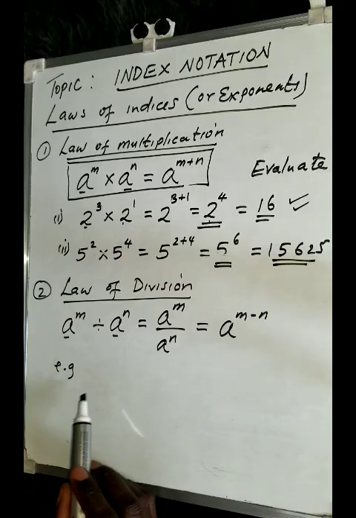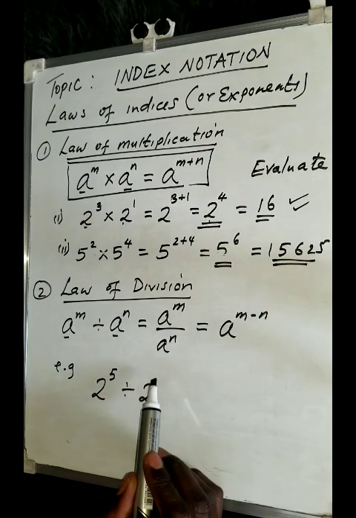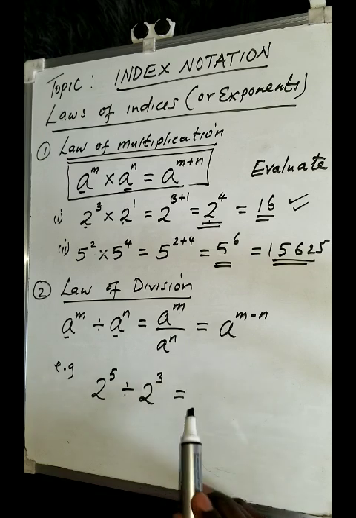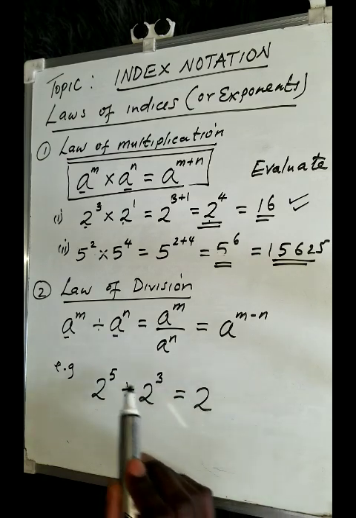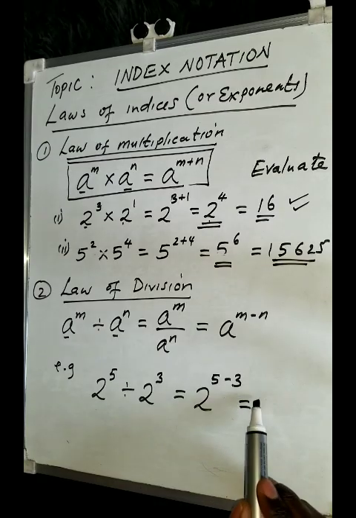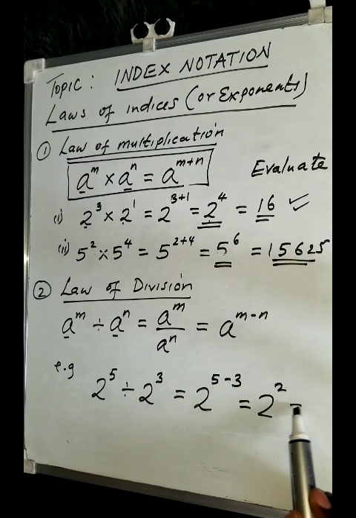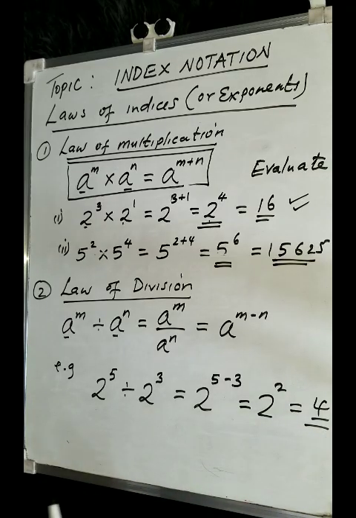For example, if I have 2 raised to the power 5 divided by 2 raised to the power 3, it simply means you take the base 2, then it will be 5 minus 3. So 5 minus 3 will give you a 2 there, and 2 raised to the power 2 is going to give you a 4 there.